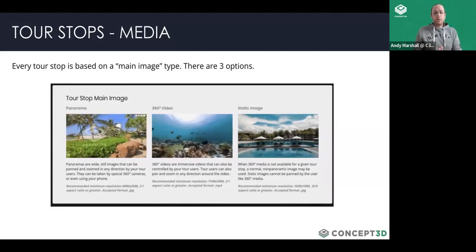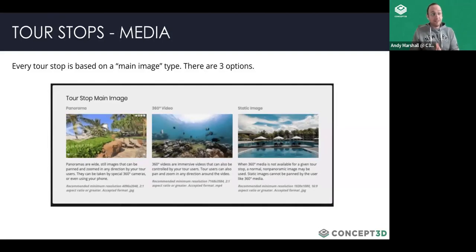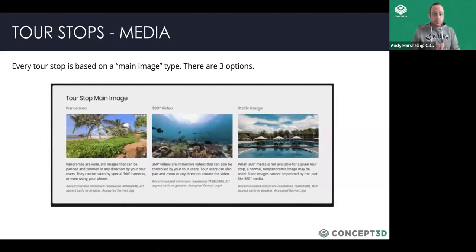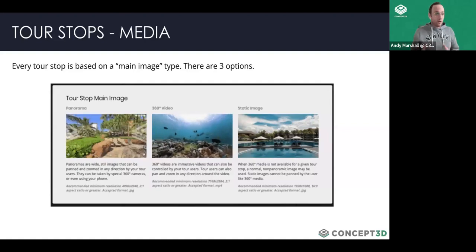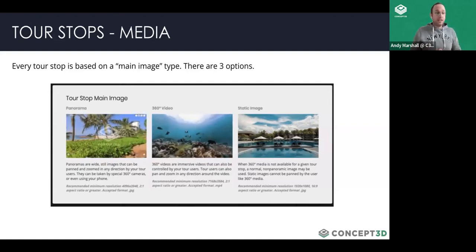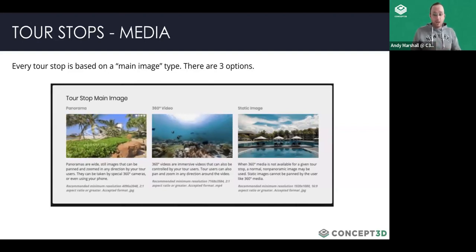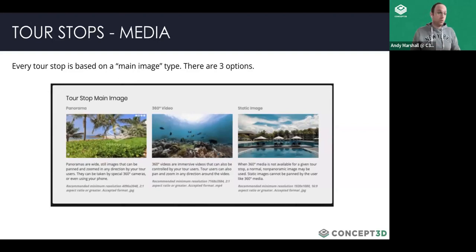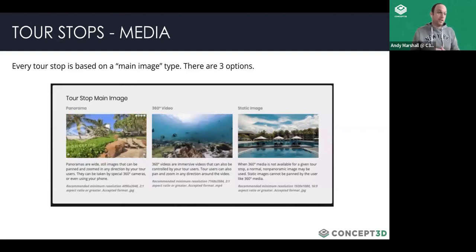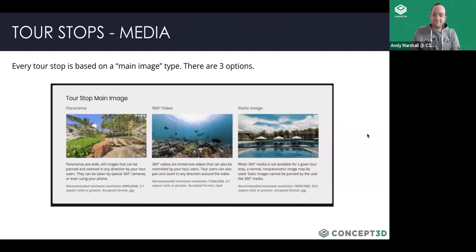A 360-degree video, these are immersive videos on a loop that can be controlled by your tour users exactly the same way as a panorama. Tour users can also pan and zoom in any direction around the video. And then lastly, when 360 media is not available, you do have the option for just a normal non-panoramic image to be used. You will not be able to pan around in this image the way you can with a panorama. It's all in the name.